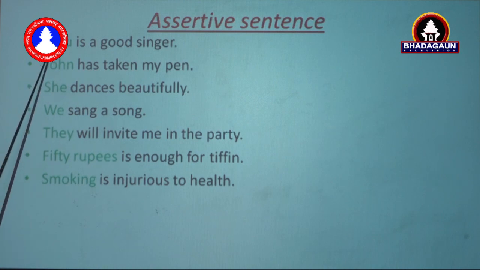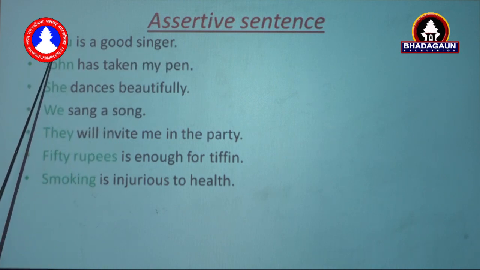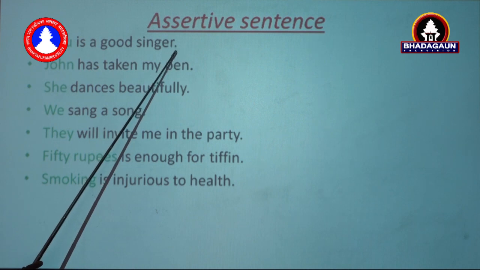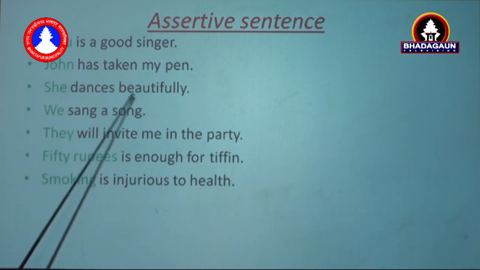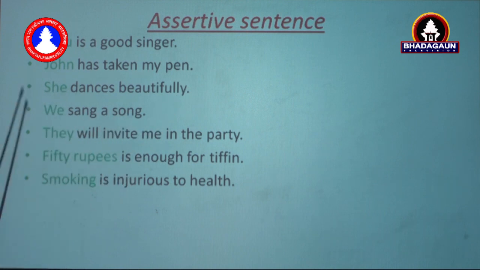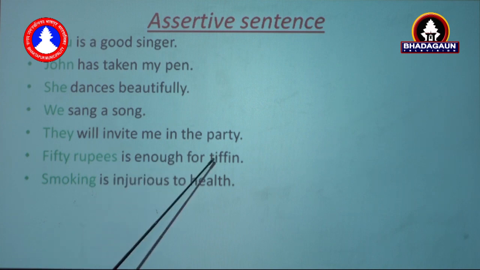So, see here, Raju is a good singer. So, it starts with subject and ends with a full stop. John has taken my pen. She dances beautifully. We sang a song. They will invite me in the party. 50 rupees is enough for tiffin. Smoking is injurious to health.